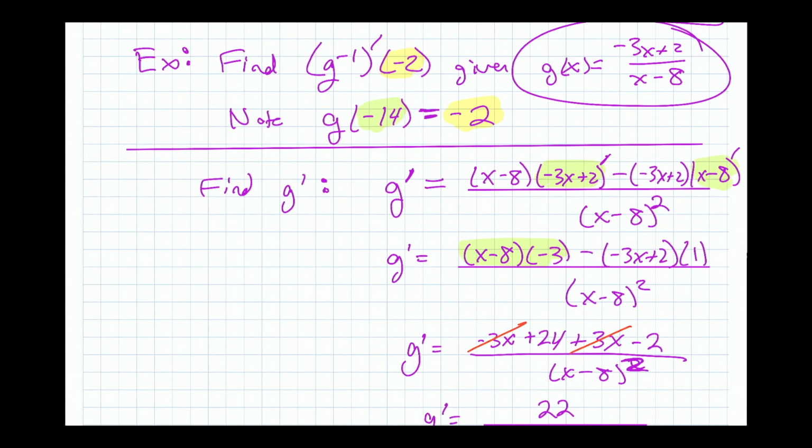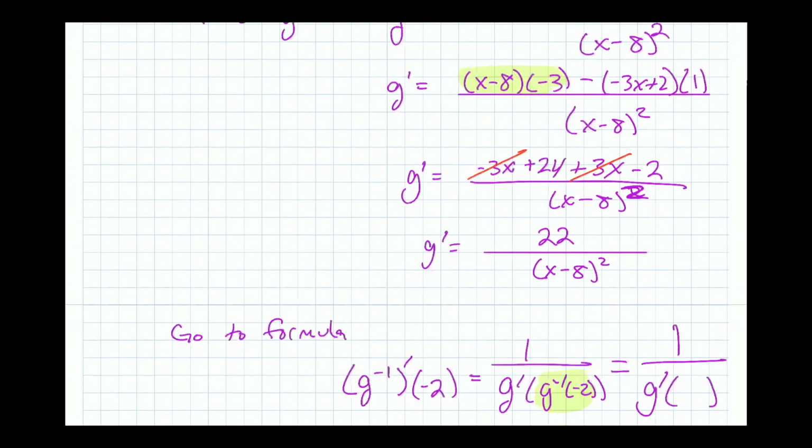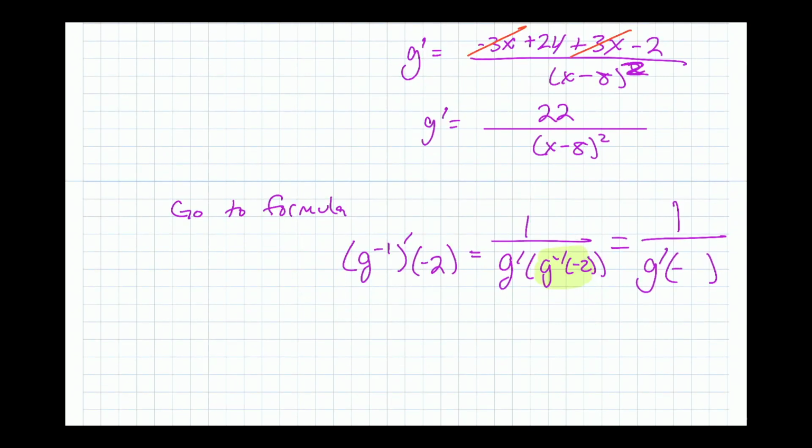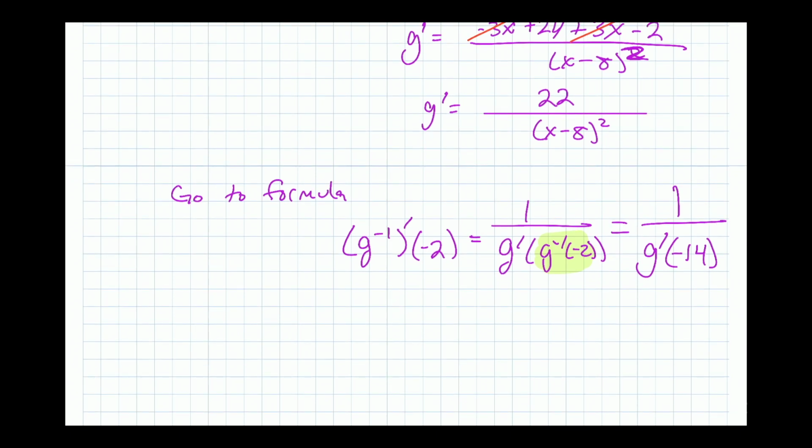Well, it's right here, right? Here's where it is. The negative 2 and the negative 14 go together. So the inverse of negative 2 must be negative 14. So you have G prime of negative 14. So you've got to evaluate that now. And that's what this is for.